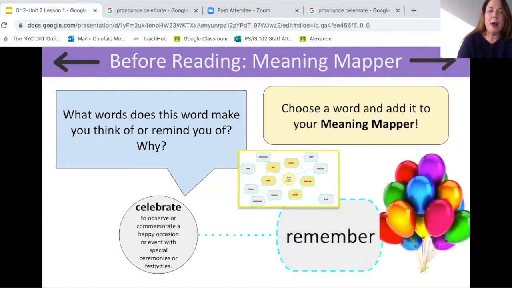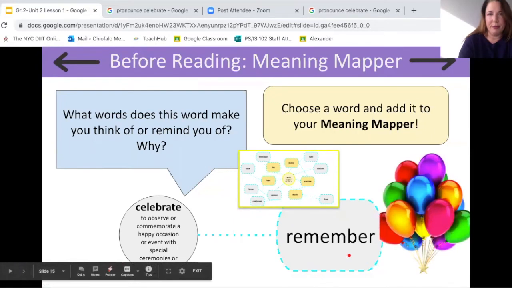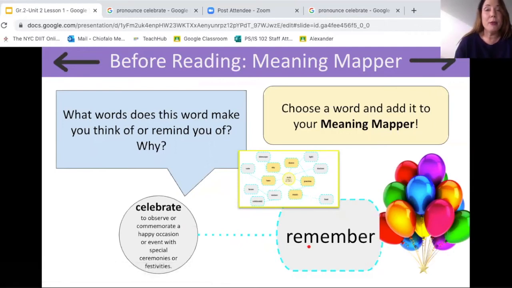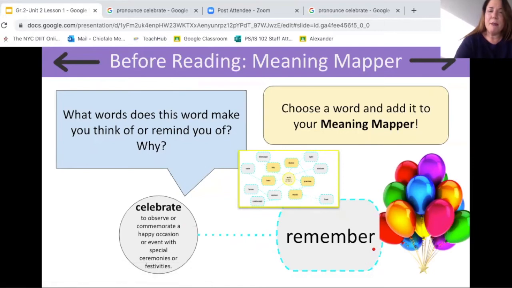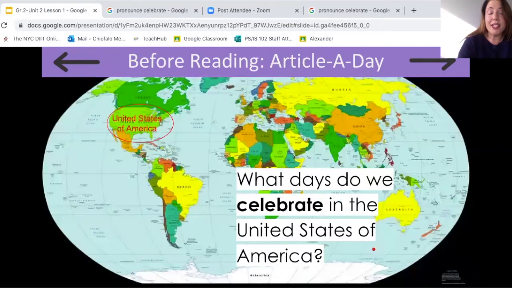I was thinking about the word remember. Remember reminds me of the word celebrate because I remember to celebrate birthdays that are coming up or special holidays that my family celebrates. So that's why I put the word remember on my meaning mapper. So let's keep the word celebrate in mind. And let's think about other words that might remind us of the word celebrate as we're reading today.